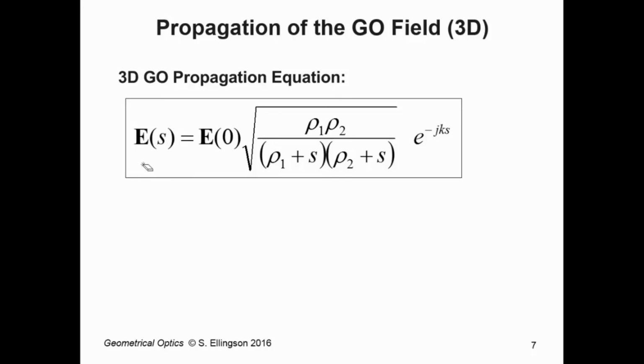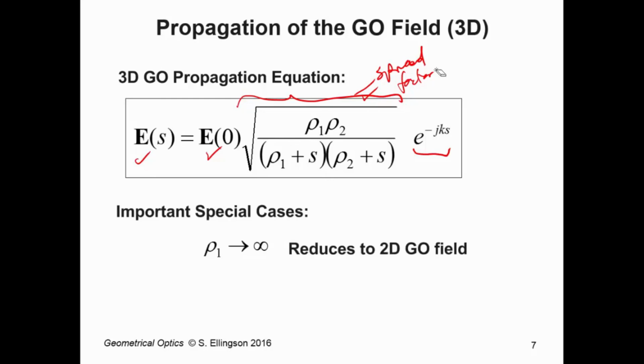Okay, so putting this all together, here's the 3-dimensional geometrical optics propagation equation. What we find is the electric field at some distance s is equal to the electric field at the starting position, that's where s equals 0, times e to the minus jks, the usual phase factor. And then here is the entire new spread factor. So this is what is commonly referred to as the spread factor. All the spread factor is doing is describing the reduction in power density with increasing distance as power is being diluted through increasing amounts of area.